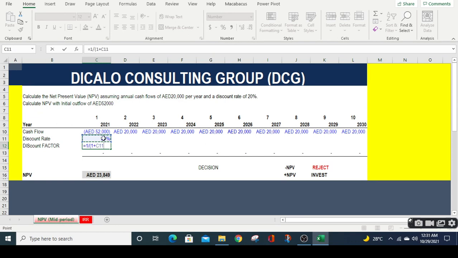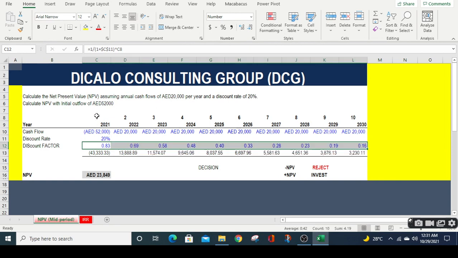Since we're going to drag it to the other financial periods, we need to lock it. You press F4 and then you close your bracket, then raise to the power, shift 6, and you select the first period. Now this is it. You simply press Control Shift arrow, and you will now have the discount factors.